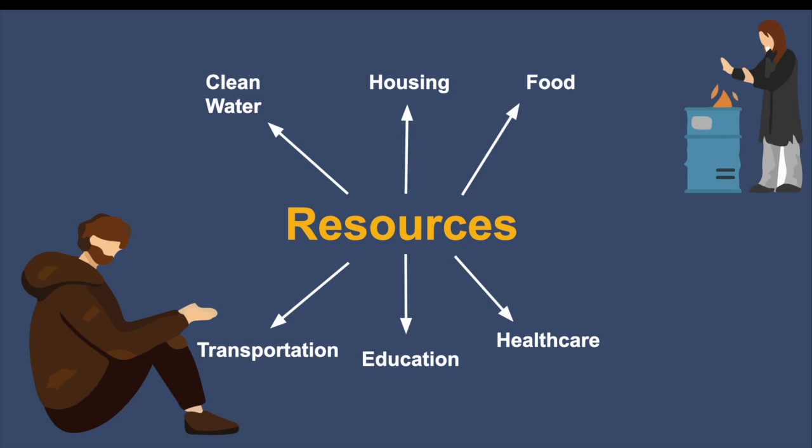Resources are obtained primarily through money gained by income or the government. Some resources include, but are not limited to, clean water, housing, food, transportation, education, and healthcare. Now that we have defined poverty in the different parts of it, we are going to discuss how we should measure poverty in the U.S.